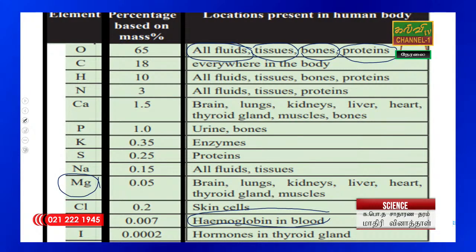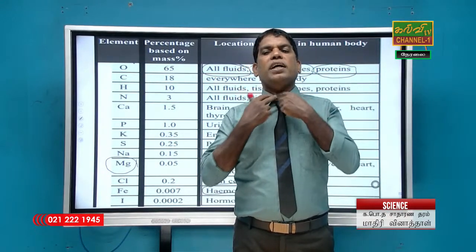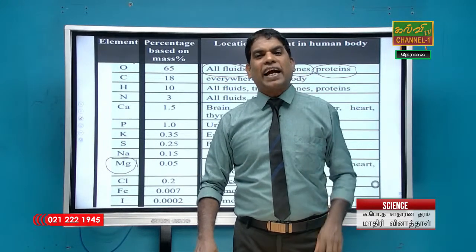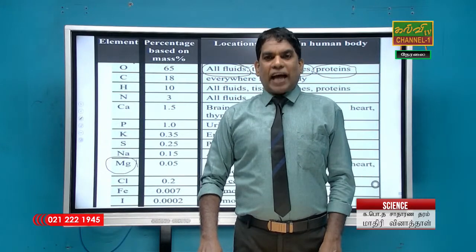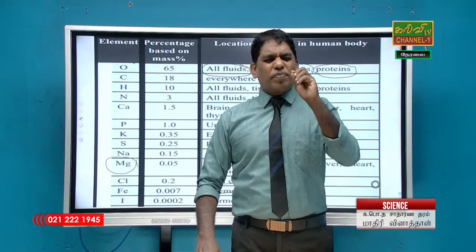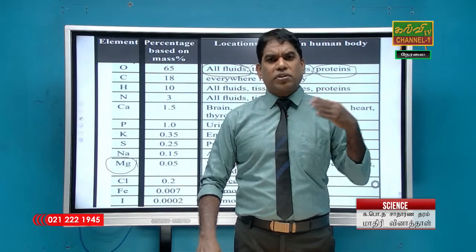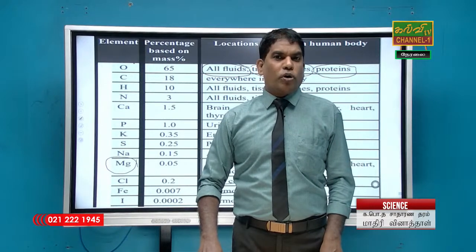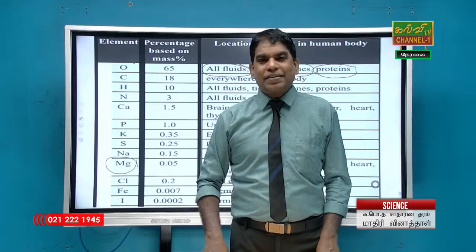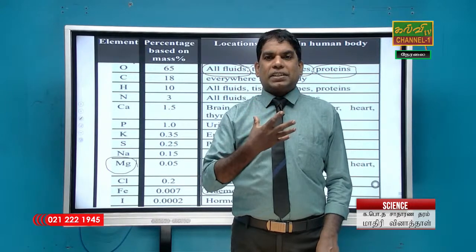And iodine, hormones. You know our thyroid gland, right? Our thyroid gland is like a butterfly, sitting here on the trachea, right? The thyroid gland secretes the thyroxine hormone. It is a very important gland. Most of the metabolic activities are controlled by this hormone. If we don't have sufficient iodine, that gland will be affected. It will become big in size, which we call goiter.